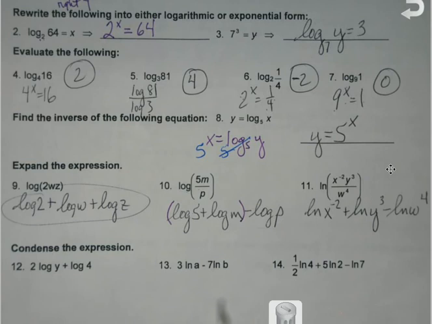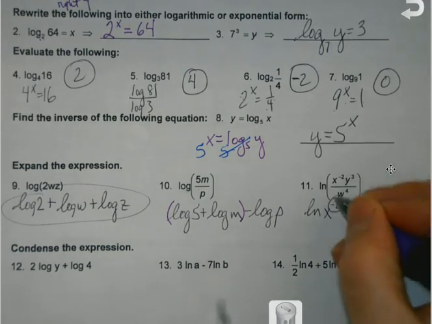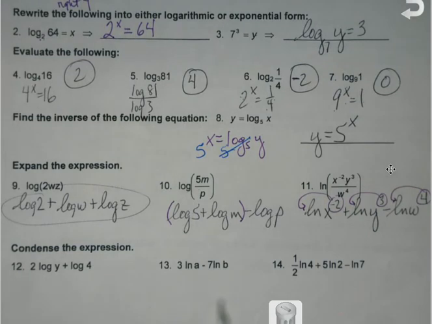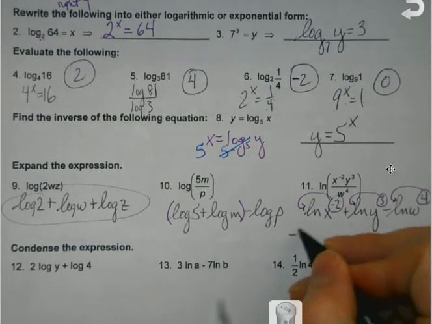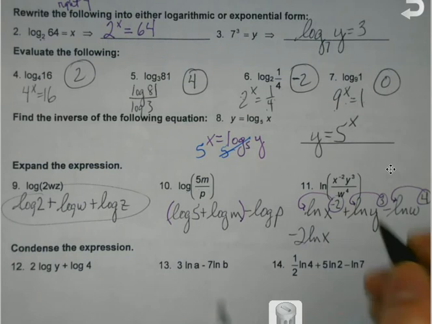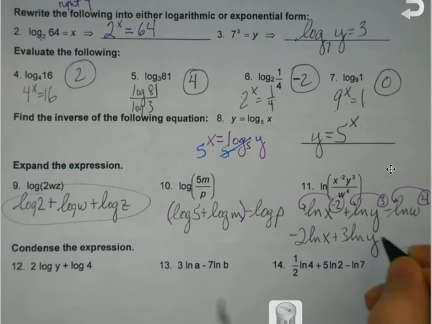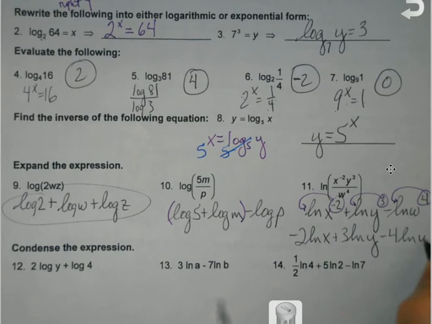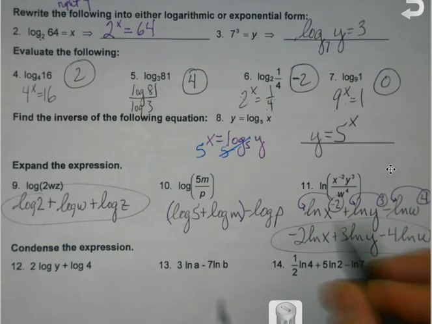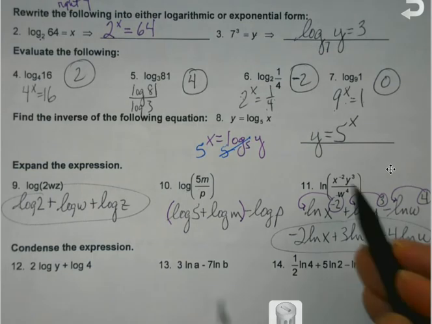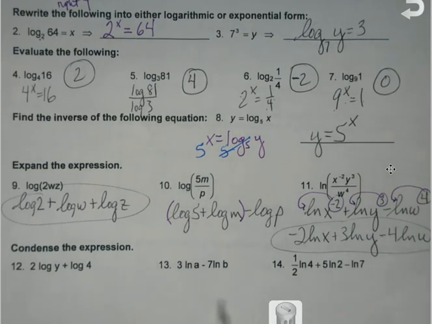So at this point now, any of those exponents are all going to come down and become coefficients. Negative 2 natural log of x, plus 3 natural log of y, minus 4 natural log of w. And again, if you wanted to put parentheses around that first pair, you could, but unless those were down below, because then I'd have to make sure I got my correct order in, I don't have to do that.